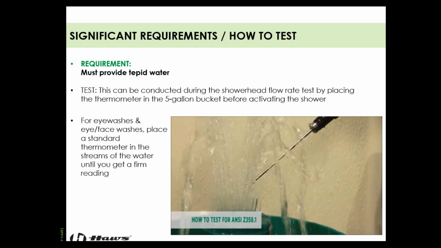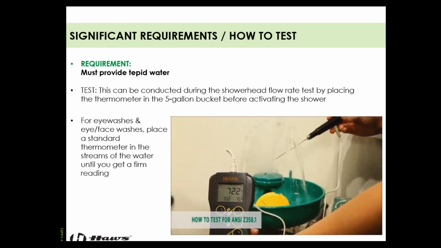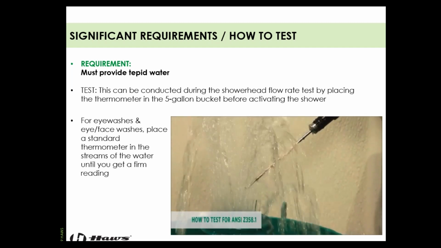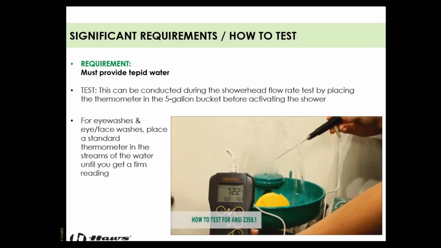So testing that, just run the water. If it's an eyewash or eye/facewash, place the temperature gauge directly in the flow of the eyewash or the eye/facewash. If it's a shower and you're testing it, just throw the gauge in the bottom of the bucket and you'll have your answer in a couple minutes.